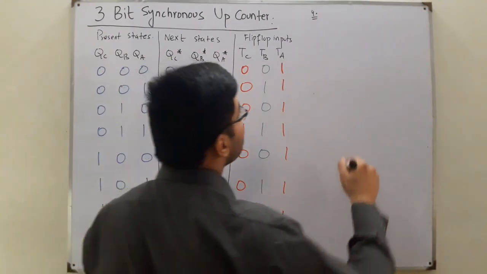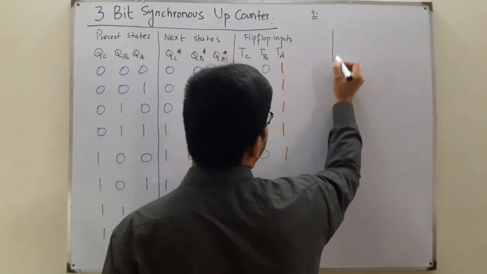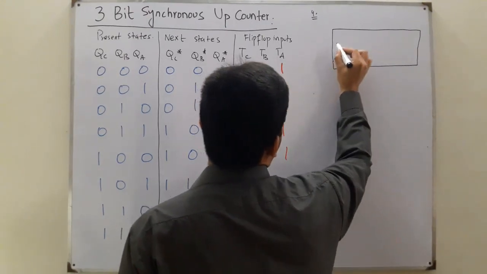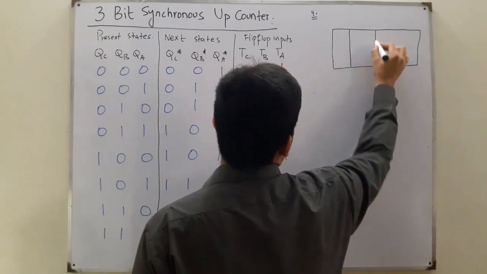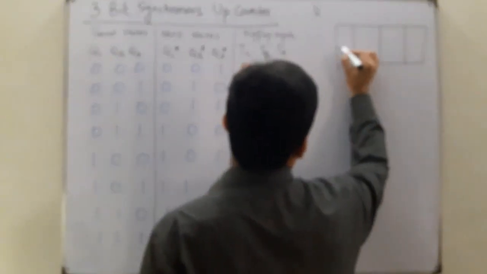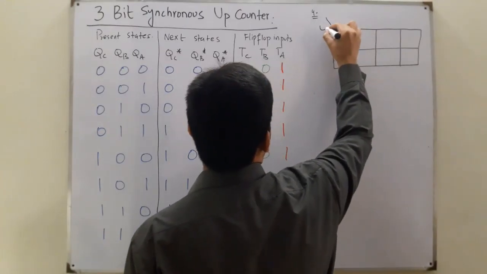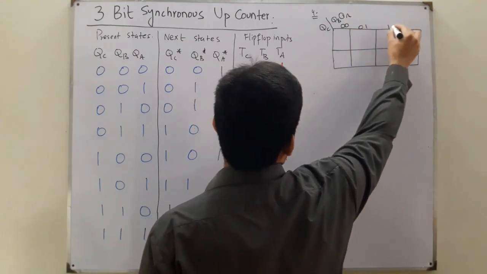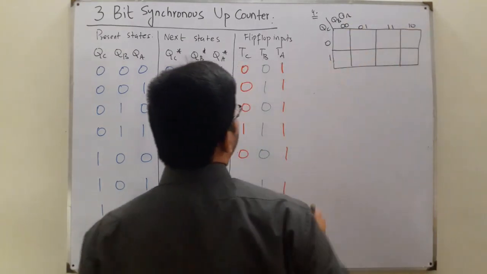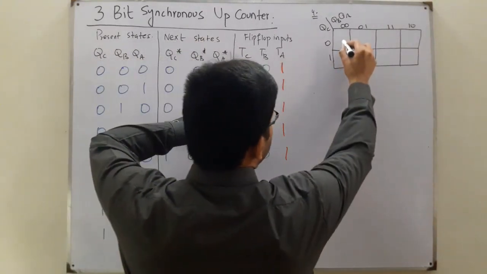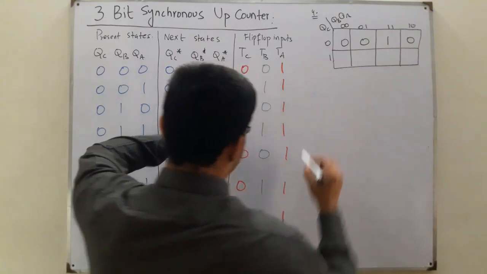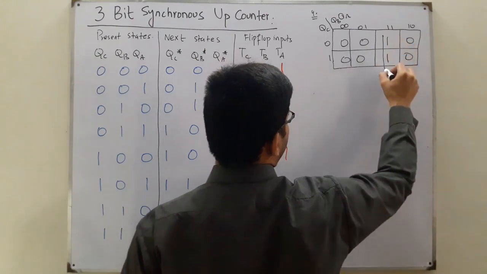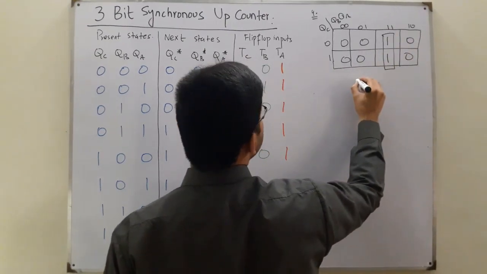So these are three variables, we will be needing four cells. Three variables, so 8 cells. All right. So these are the 8 cells. You have QC, QB, QA. Fine. 0, 0, 0, 1, 1, 1, 1, 0, 0, and 1. Now have a look. 0, 0, 0, 1, 0, 0, 0, 1, and again 0001. So only this is the group. This is for TC, sorry.